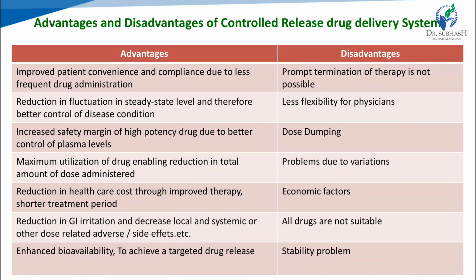Dose dumping may be possible. There are problems due to variation in many factors, such as economic factors, as well as biological and physicochemical factors of the drug, that also alter or create problems in the controlled release formulation. All drugs are not suitable for controlled release. Specific criteria are required for a drug to go into a controlled release type of dosage form. In some cases, stability problems also arise. So these are the advantages and disadvantages of the controlled release drug delivery system.